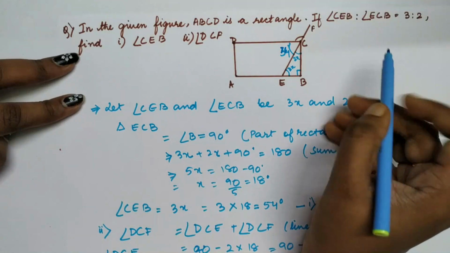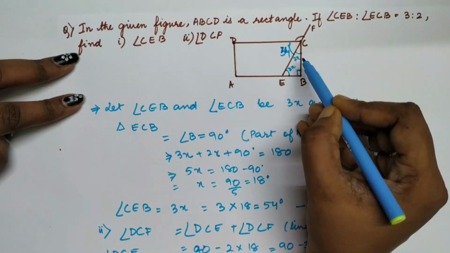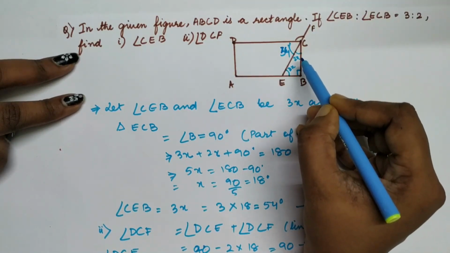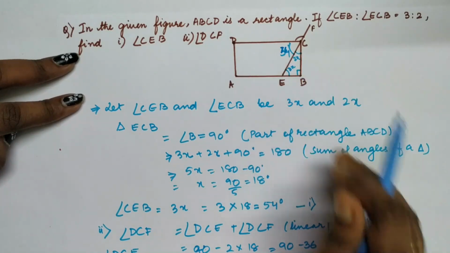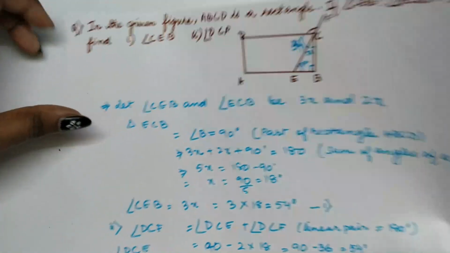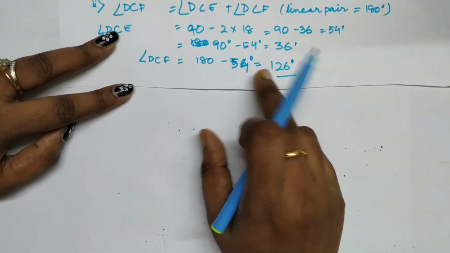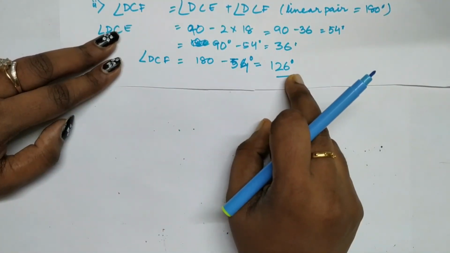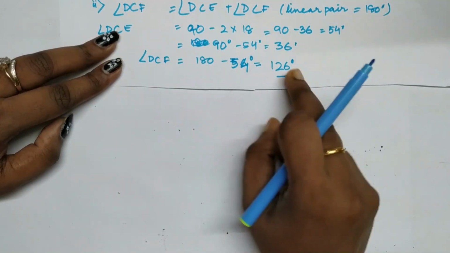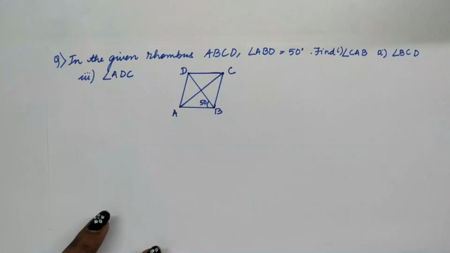So to get the value of DCF, I have calculated 2x, which was 36, and subtracted 180 minus 54 to get 126. So angle DCF is 126.